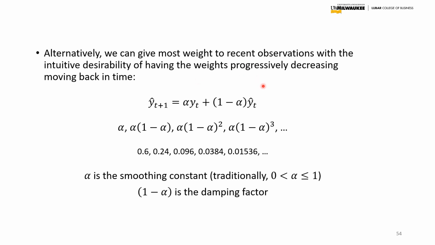If you unfold this equation, you'll find that the weights moving back in time are alpha, and then alpha times 1 minus alpha, and then alpha times 1 minus alpha squared, and so on. So, for example, if alpha equals 0.6, the weights will progressively and exponentially decrease as 0.6, and then one back would be 0.24, and then 0.096, and so on.